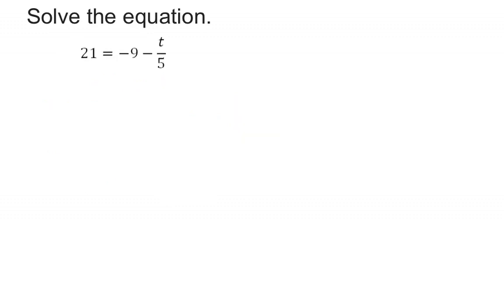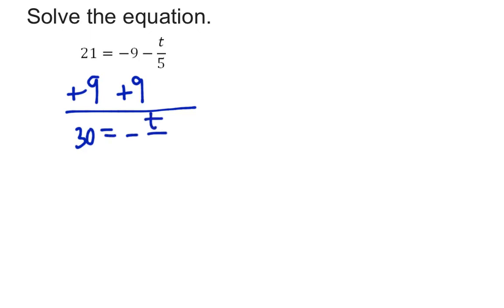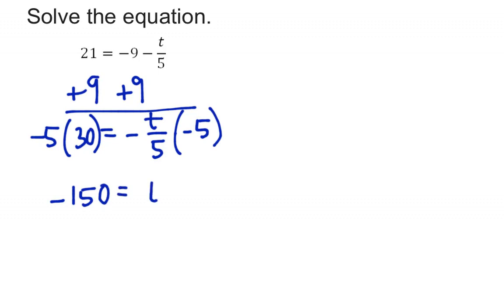This problem is not much different from some of the others, except for the fact that I've got a negative coefficient. In this problem, that's not going to make much of a difference. So t is being divided by -5. I'll multiply both sides by -5. And that gives me -150 equals t.